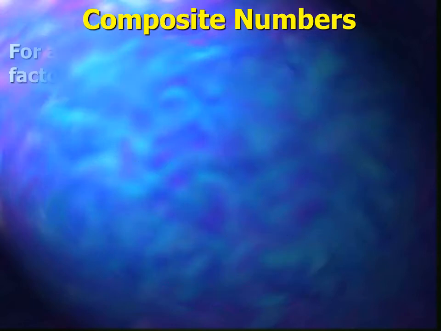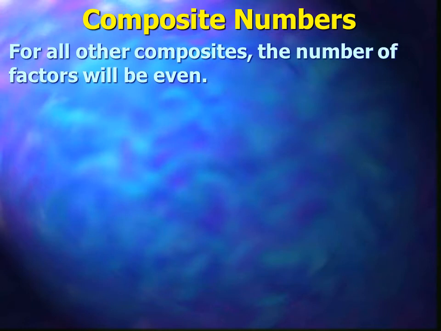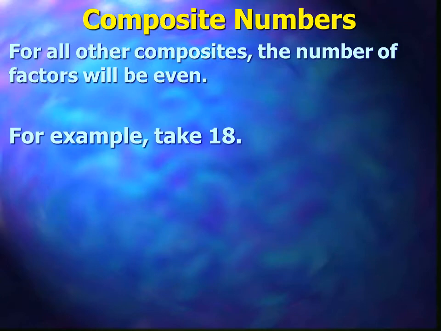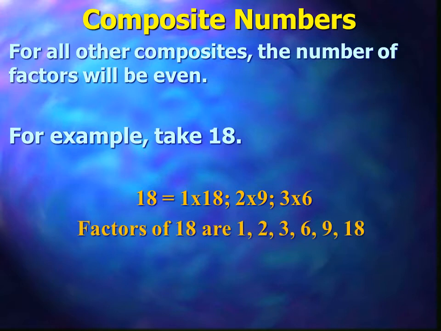Composite numbers. For all other composites, the number of factors will be even. For example, take the number 18. 18 equals 1 times 18, 2 times 9, and 3 times 6. Therefore, the factors of 18 are 1, 2, 3, 6, 9, and 18, which are an even number of factors.